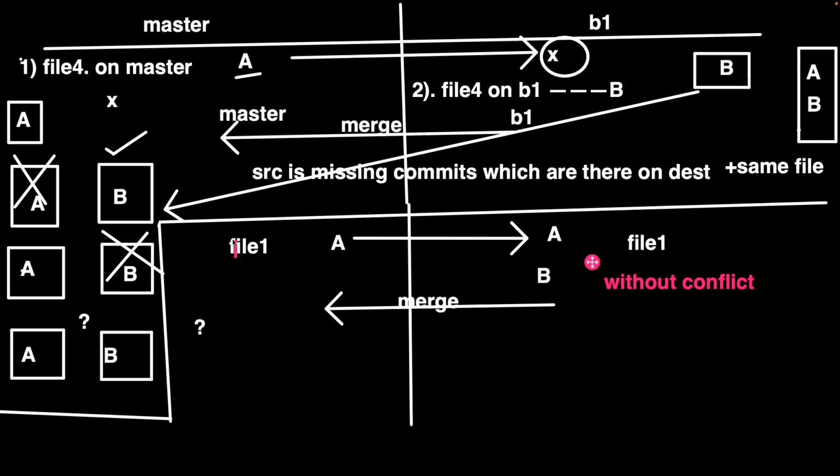Why commit ID here? The scenario is file 1 is created on master, which is A. Then I made a branch B1, it has got the same commit A. Then on B1, I made a new commit B. Now I am merging. This is the second scenario. Where is the different commit ID coming from?